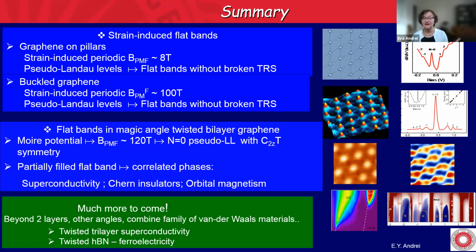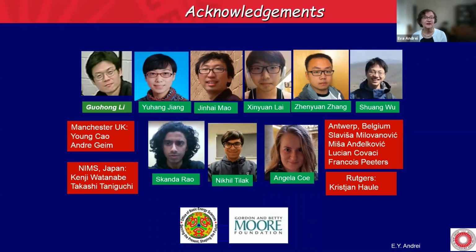Go beyond 2 layers. When you go to 3 layers, there are already spectacular new ways of producing superconductivity in graphene, when you have the bottom and top layers aligned and the layer in between is twisted by 1.5 degrees. Again, you get superconductivity. But there's a whole plethora of van der Waals materials that are just waiting to be explored. So stay tuned. And here are the people who did the work.